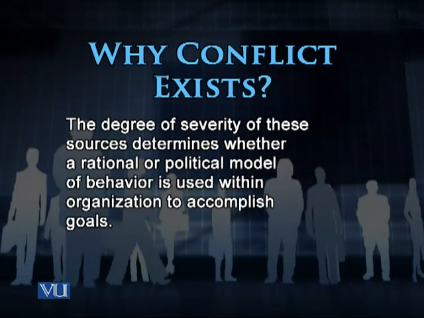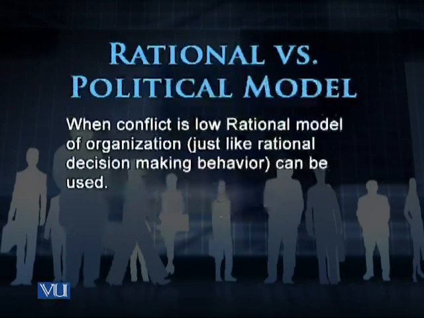Now a few words about the rational and political model. When conflict is low, when will conflict be low? When goal incompatibility is low, when departmental differentiation is low, when task interdependence is low. In those situations when the conflict is low, the rational model of organization is used. Now, what is the rational model of organizing? It is the same view that we saw when we were talking about rational decision making.